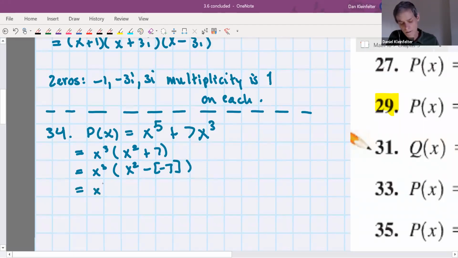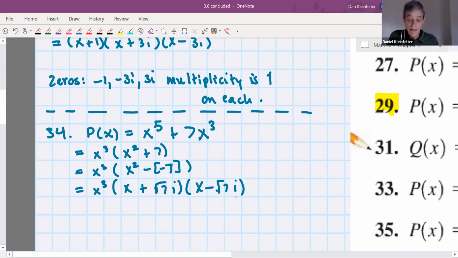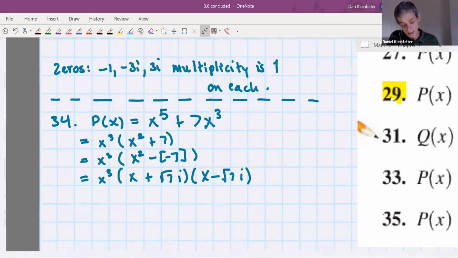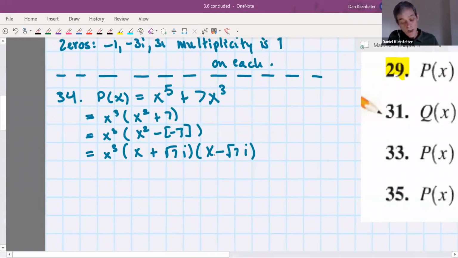So if you're thinking, okay, well, 7's not a perfect square, that's true. But its square roots are going to be square root 7 times i and minus square root 7 times i. So writing that as a product of linear factors, we'll have x plus square root 7 times i and x minus square root 7 times i. Once again, you can always double check that by multiplying that out to ensure that you get what you expect. So there's our factorization. That wasn't too bad.